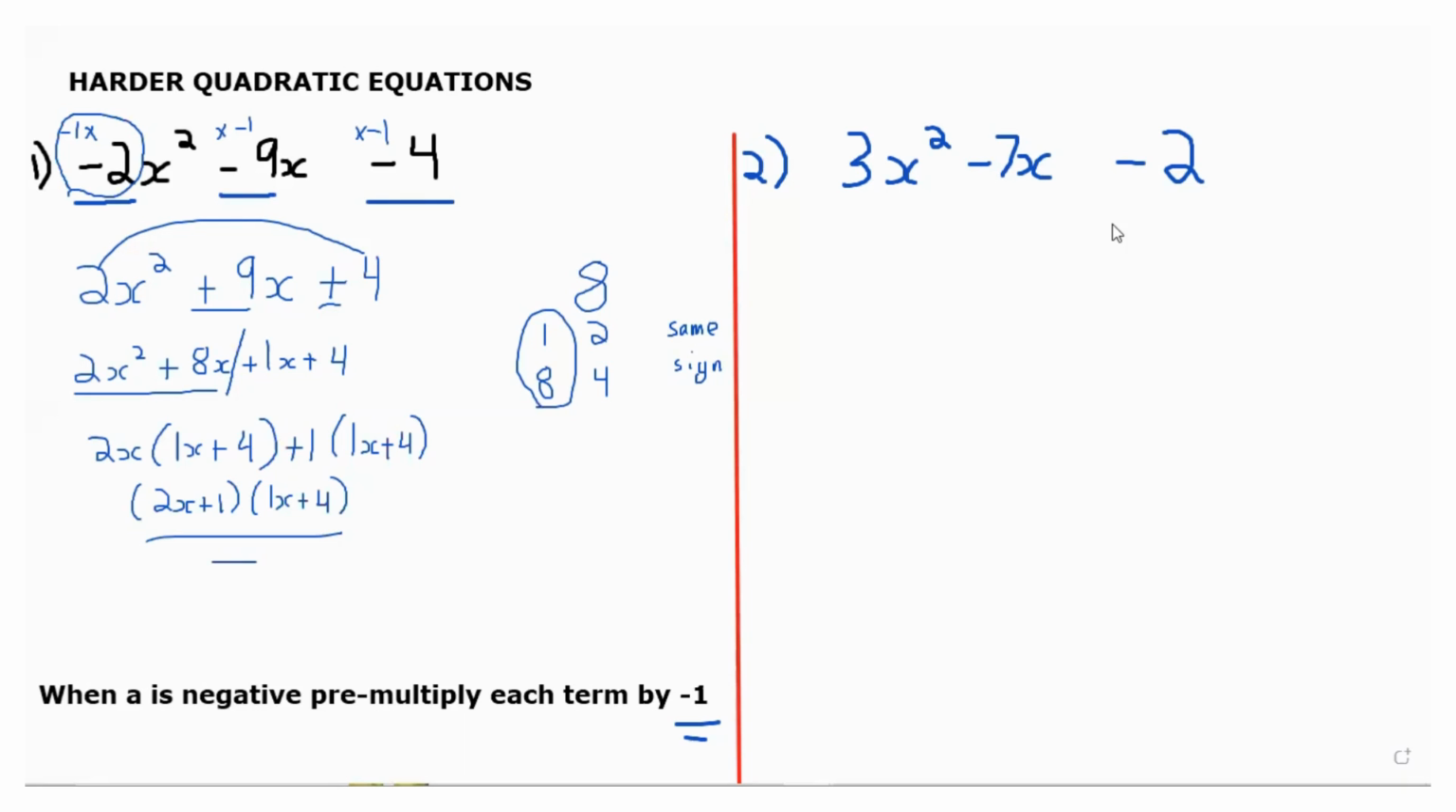So number 2, the a is not negative, so I don't need to pre-multiply by -1. So this is a normal quadratic, so we could continue with our steps. So step 1, a by c. So 3 by 2, remember, the negative sign here only tells us if the sign is different or the same. So 3 by 2 is 6. Vertically factorize 1 and 6 and 2 and 3. What is the sign of c? C is negative. Therefore, the signs are different. Okay? So let's keep that in mind. Sign difference.